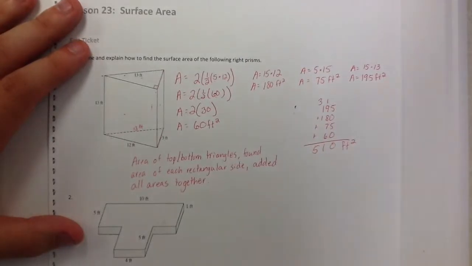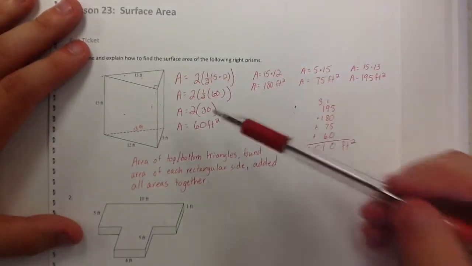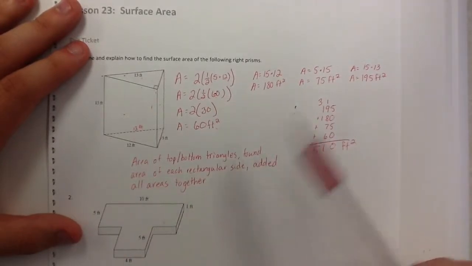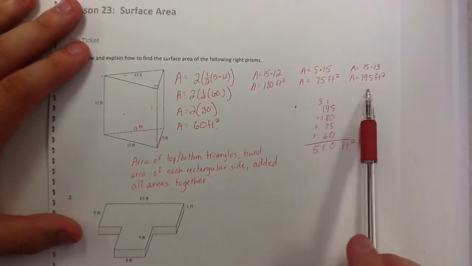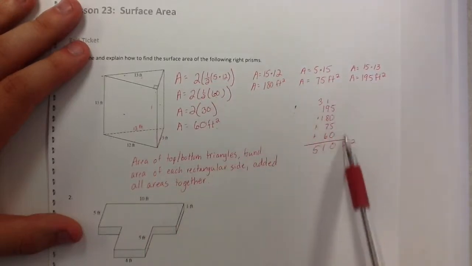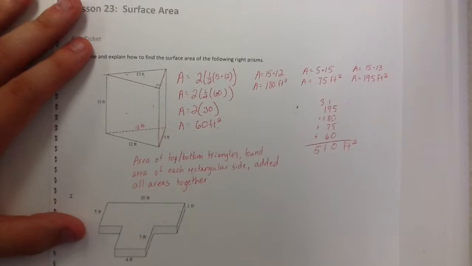The sentence explains it. Found the area of the top and bottom triangles. Then we found the area of each rectangular side. 1, 2, 3. Then we added all the areas together. Boom, boom, boom, boom. Added them together. There's our work. So we have shown all our work.